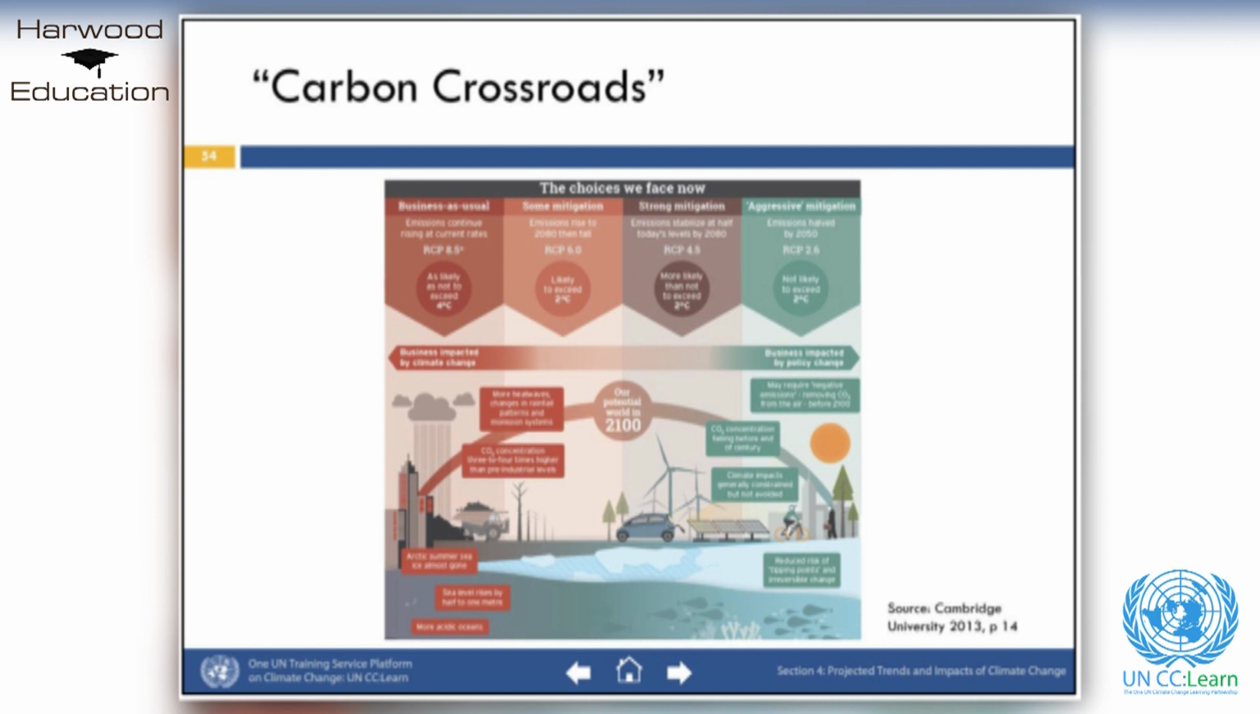RCP 8.5. In order to have a greater than 2 in 3 chance of keeping global temperatures below 2 degrees centigrade, thereby avoiding dangerous climate change, cumulative emissions of CO2 must not exceed 1,000 gigatons of carbon, GTC. However, as of 2011, more than half this amount, over 500 GTC, has already been emitted on the black line.